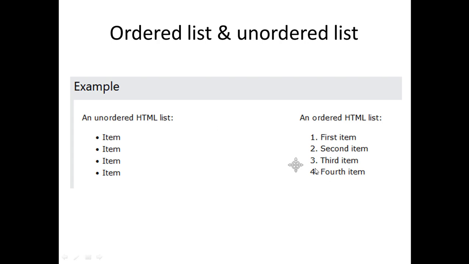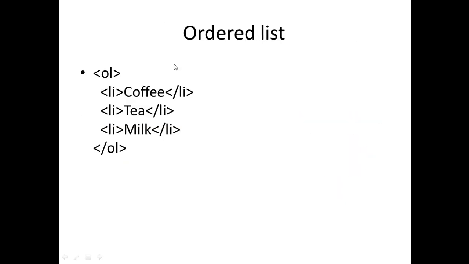This is an ordered list because it has numbers, and this is an unordered list because it only has bullet points. Now how can we create an ordered list? Simply the tag is OL, ordered list. If you want to create an ordered list, your tag is OL.